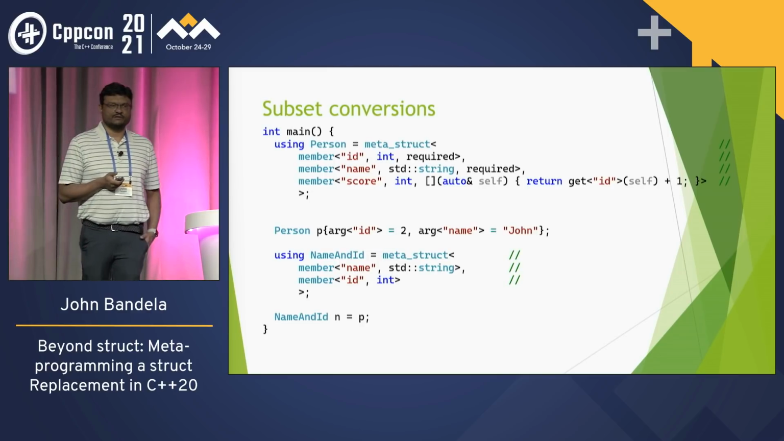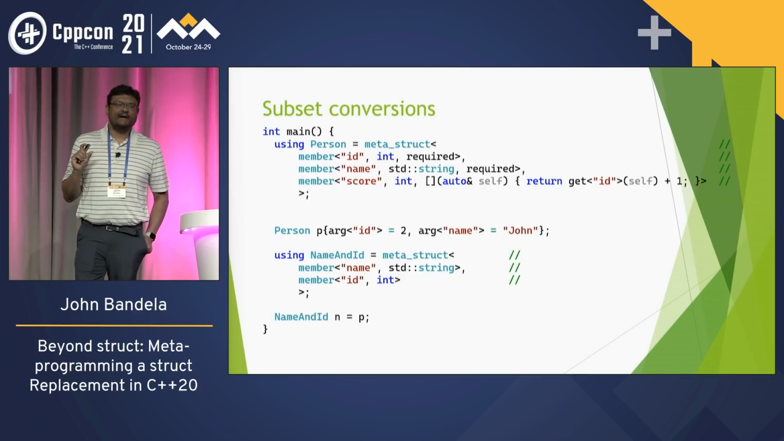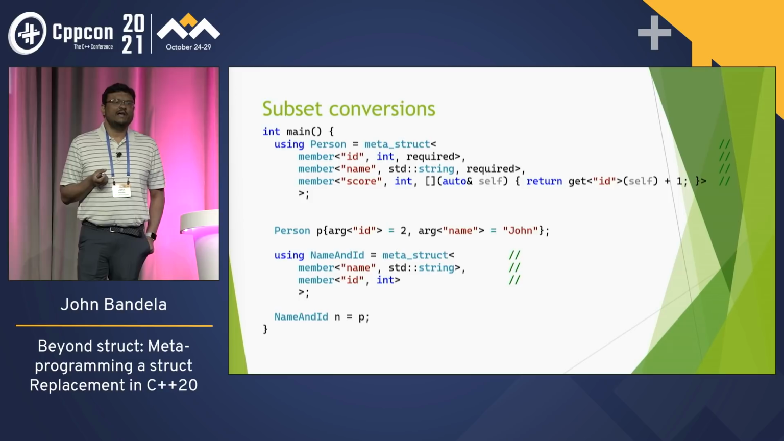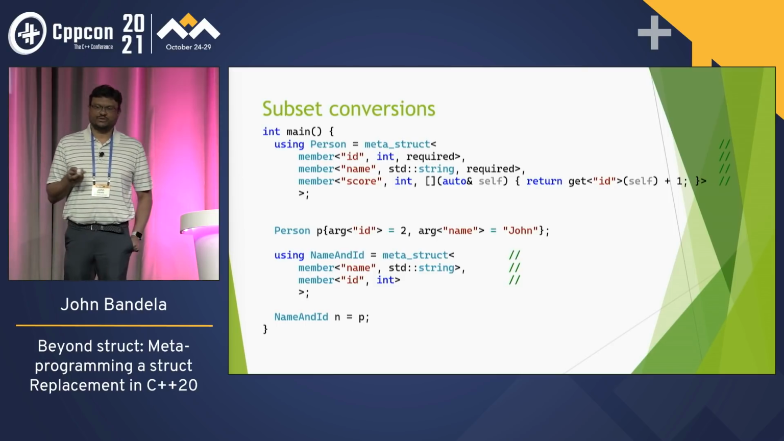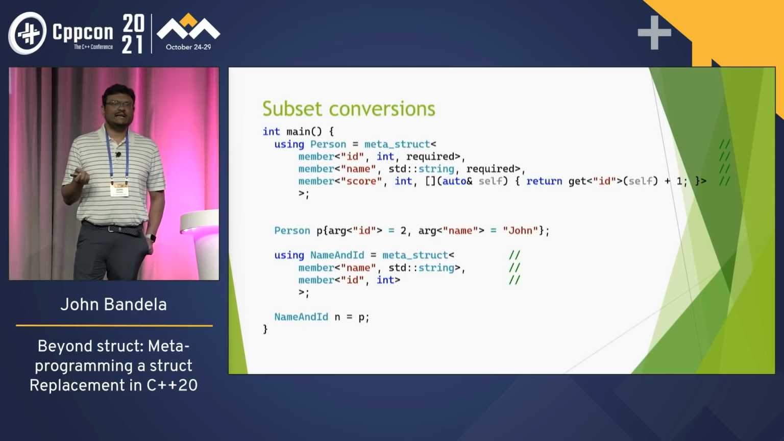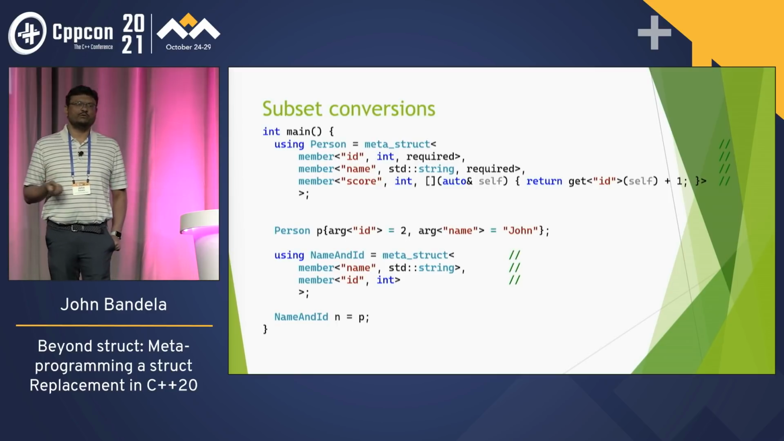We can do subset conversions with this. So if I have a metastruct whose members are a subset of some other struct, I can actually directly convert. I've got a person that's got the ID, name, score, and I've got a name and ID struct that just has name and ID. I can actually convert from person to name and ID. So this is basically kind of like generalized slicing.